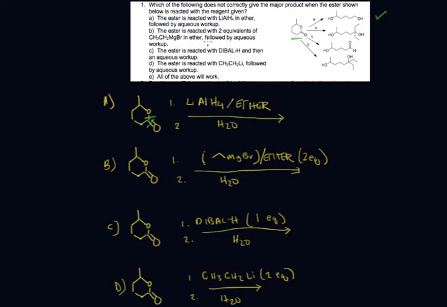So B says the ester is reacted with two equivalents of this Grignard reagent right here in ether followed by an aqueous workup, and that Grignard reagent would in fact open up the ring, and it would add on two of these ethyl groups, which you can see is the alkyl part of this. I'm trying to underline it in green there, the alkyl part of that Grignard reagent. So that's where those two ethyl groups are coming from, and that again is the correct product.